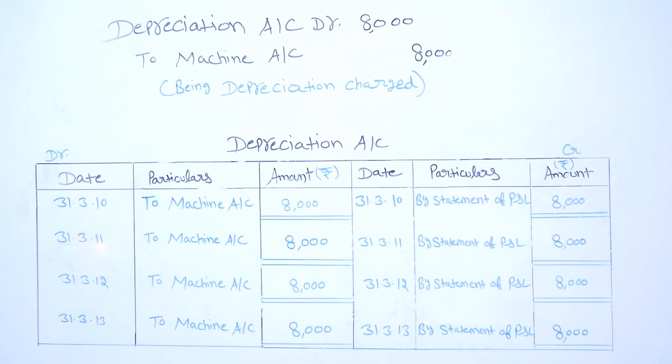On 31st March 2011, to machine account 8,000, and we close with the statement of profit and loss account 8,000. Next year, 31st March 2012, to machine account 8,000, and on 31st March 2012, by statement of profit and loss account 8,000. Next year, 31st March 2013, to machine account 8,000, and close with the statement of profit and loss account 8,000.